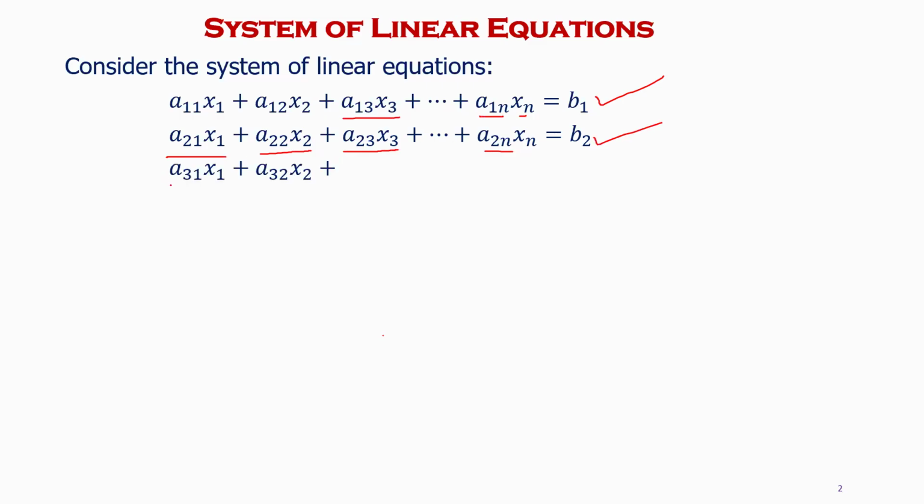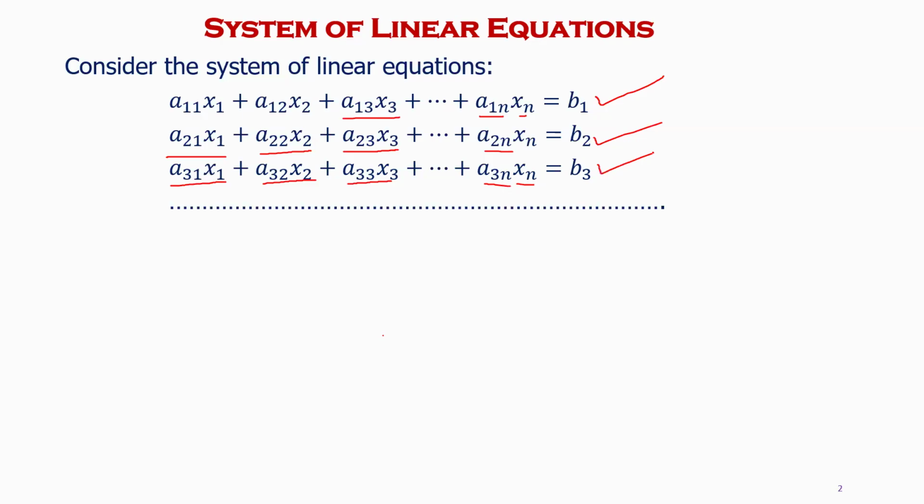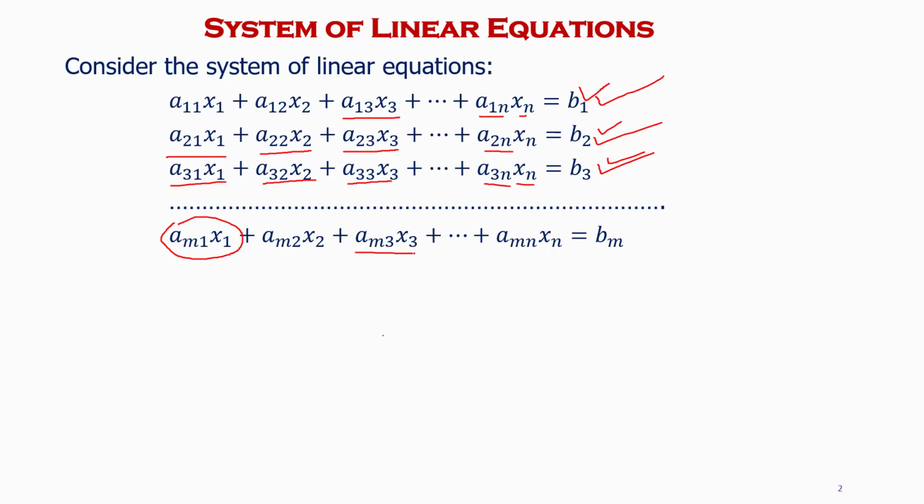Similarly, a31 x1 plus a32 x2 plus a33 x3 up to a3n xn is equal to b3. Similarly, we can write down, this is the first equation, second equation, third equation. So let me write down the mth equation, which is am1 x1 plus am2 x2 plus am3 x3 up to amn xn, which is equal to bm.